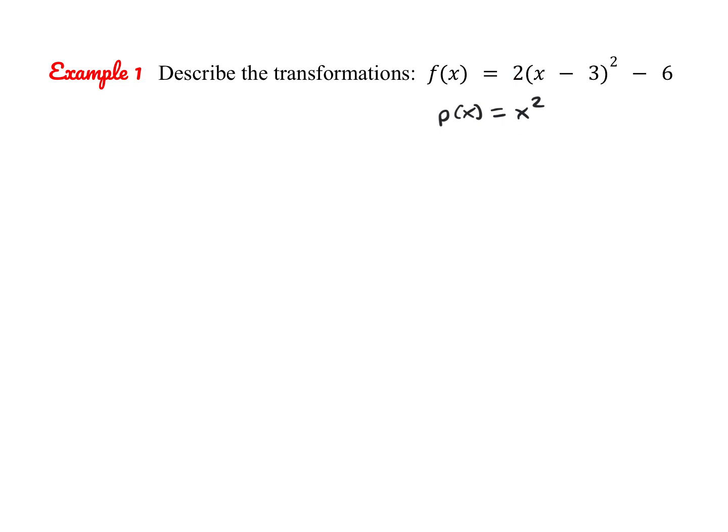So I see three things going on here. The first thing I see, I'm always going to do things with multiplication first. It's kind of like order of operations. We should always apply multiplication first. So since I see that we're multiplying by a value, I know that's going to be a stretch or shrink. Since it is clearly not grouped with x, it is not inside the parentheses, this is going to be a vertical transformation. So this will be a vertical stretch, and it's a stretch because this a value is greater than 1. And we say by a factor of 2.